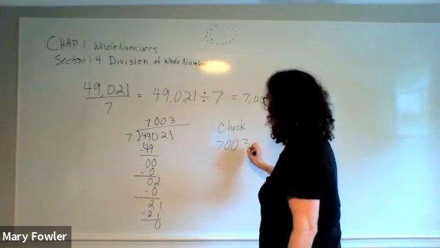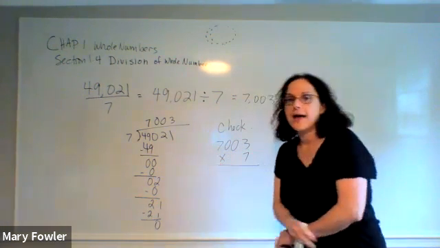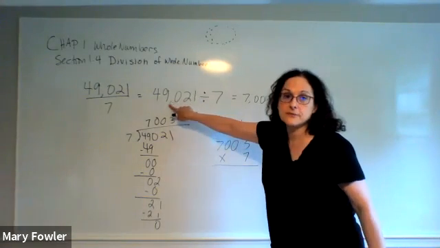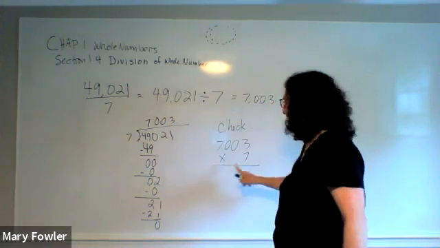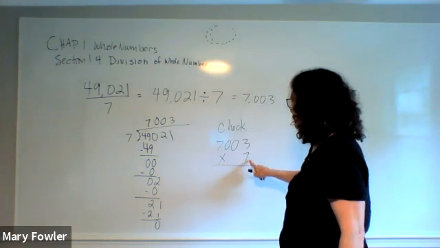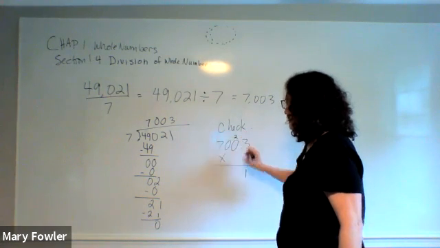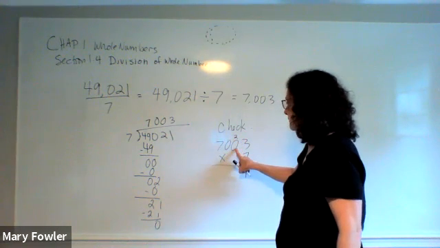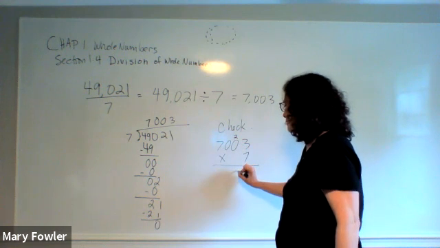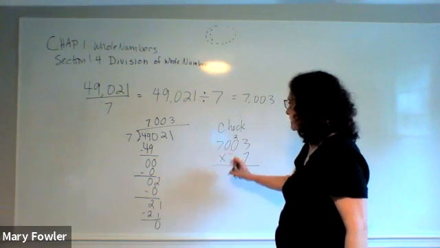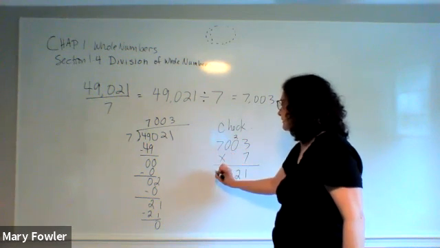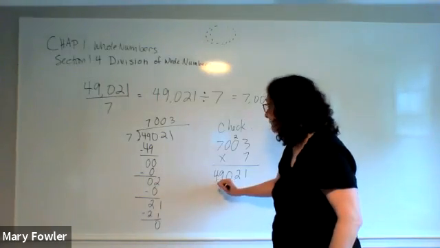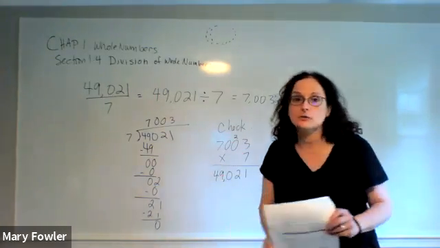I want to look at 7,003 times 7 and see if we come back to our dividend, 49,021. Okay, so 7 times 3 is 21. Put the 1's digit down and carry the 10's digit, the 2. 7 times 0 is 0 plus 2. 7 times 0 is 0. And 7 times 7 is 49. Okay, and we are done with the multiplication, and we see that that all lines up.